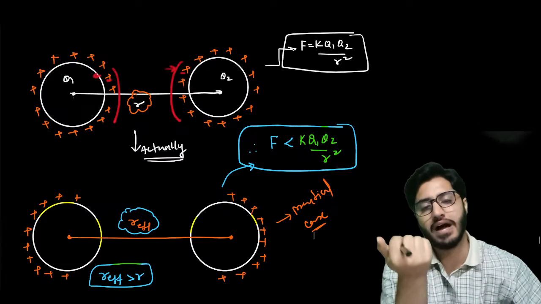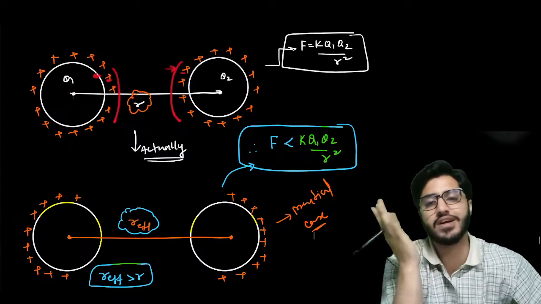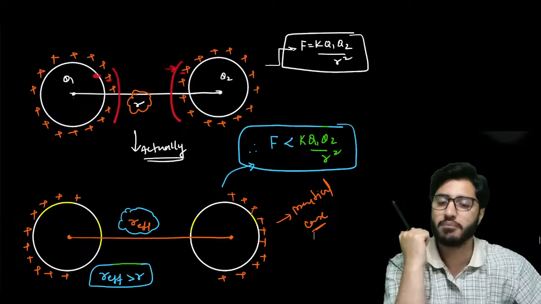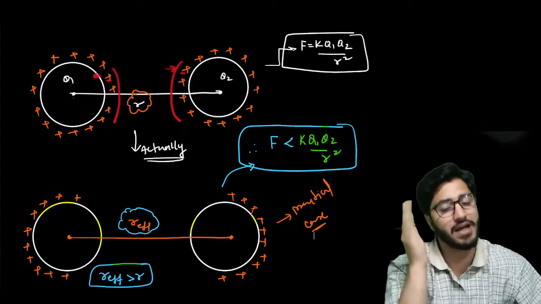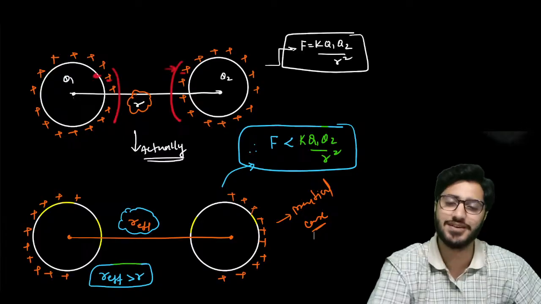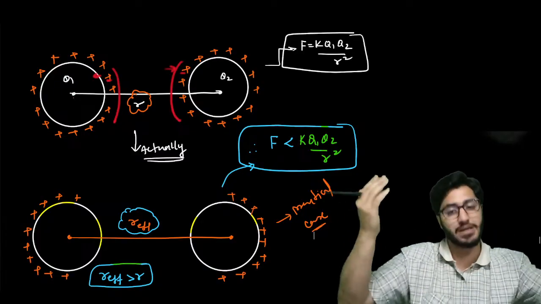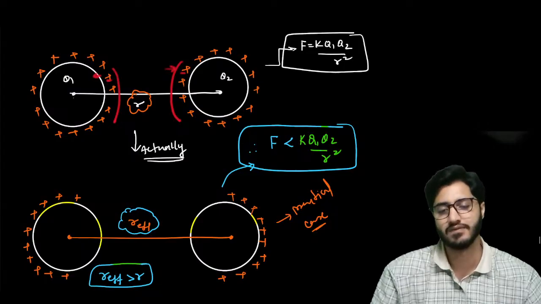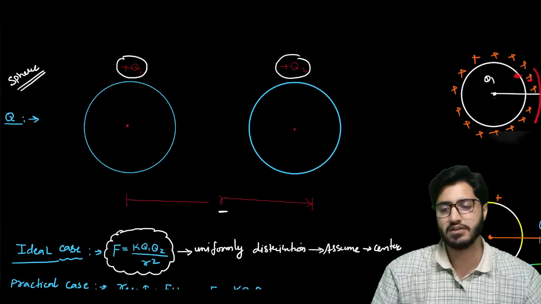Now, look, if I just calculate the value, it would be equal to K Q1 Q2 by R square. But in reality, my force will be less than this one. Why? Because the separation increases. If separation increases, eventually my force will decrease. Look here, it is written here.